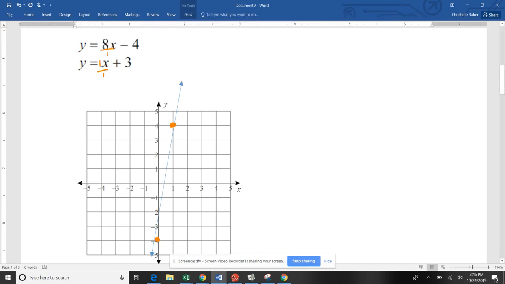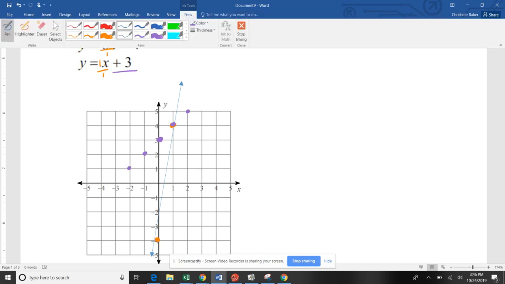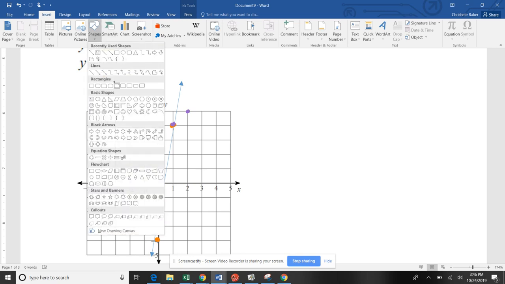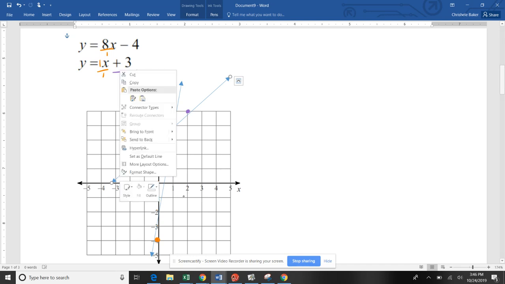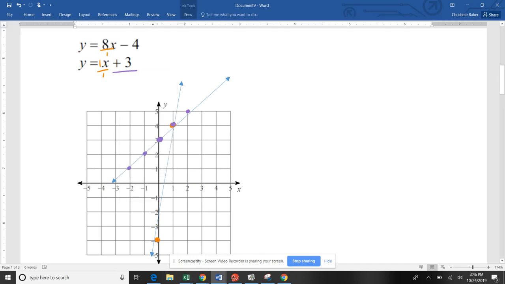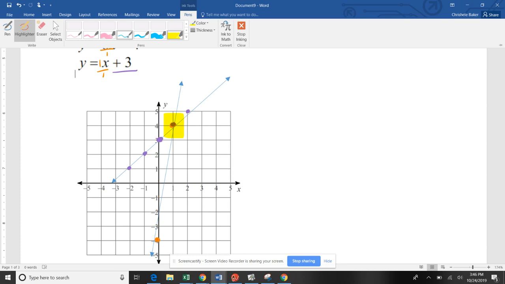And the second line is 1x plus 3. So my y-intercept is a +3. And my slope is up 1 to the right 1, up 1 to the right 1, up 1 to the right 1. Or I could also go down 1 to the left 1, down 1 to the left 1. And of course, I'm going to connect that as well. And I can see that the point that both of these share is the point 1, 4. So again, I'm looking for where these graphs are crossing, where they're touching, and 1, 4.